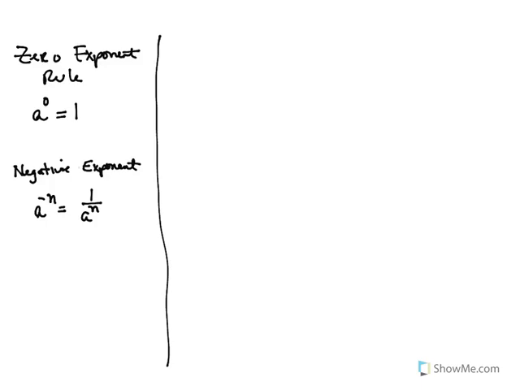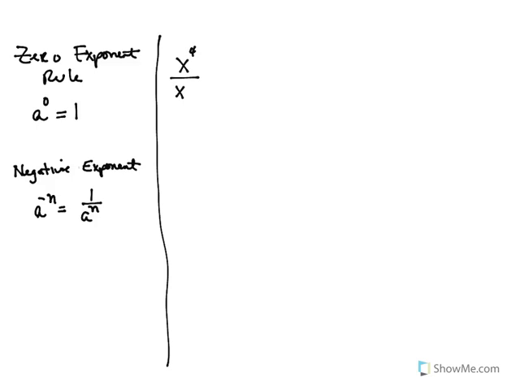Okay, so we're going to look at two more rules, the zero exponent rule and the negative exponent rule. So the zero exponent rule basically says that if you have any non-zero base raised to zero, it equals 1. So a to the 0 power is always equal to 1. So let's look at how that happens.